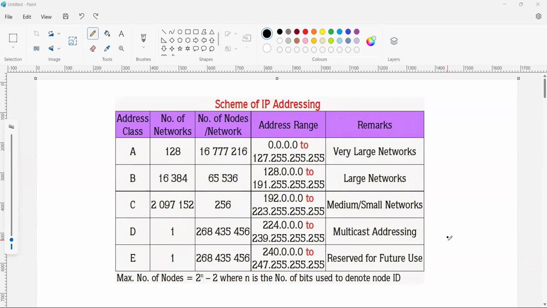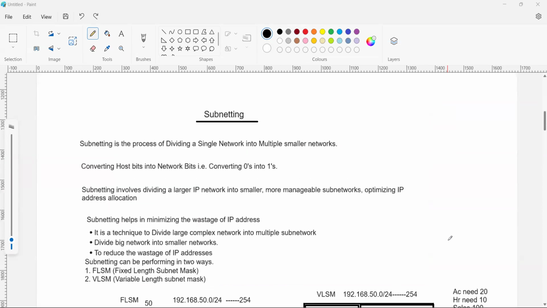Now move to what is subnetting. Subnetting is a process of dividing a single network into multiple smaller networks. It converts one network into multiple networks, converting host bits into network bits. We convert those host bits into network bits, that is nothing but converting zeros into ones.